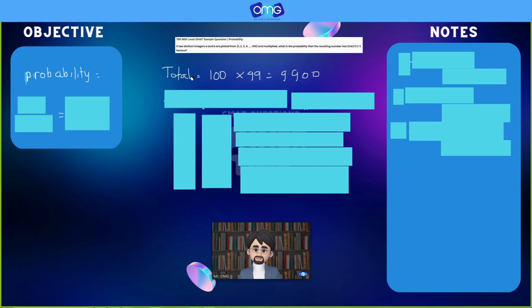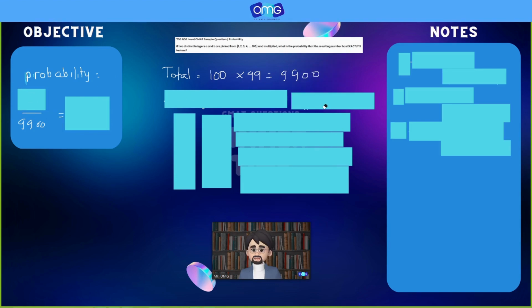The first number, there will be 100 choices, while the second number will have 99 choices because it's distinct, different. So in total, there will be 9,900, and that will be the denominator, over 9,900. That's the probability.